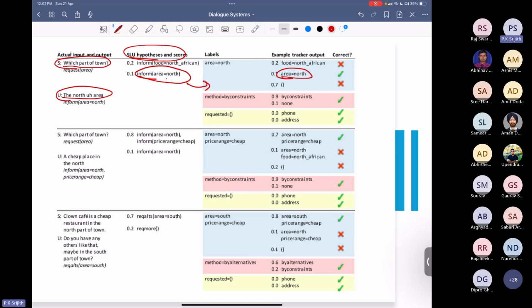So if the user message is something like this, okay, a cheap place in north. In this case, the NLU finds that the user not only provides the area information, but also the price range, which is cheap. So it can fill not only the area information, but also the price range based upon what the user has provided as input. So both the slots get filled based upon this user input.